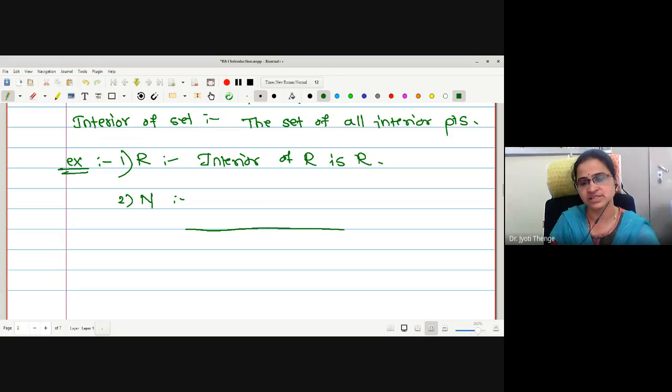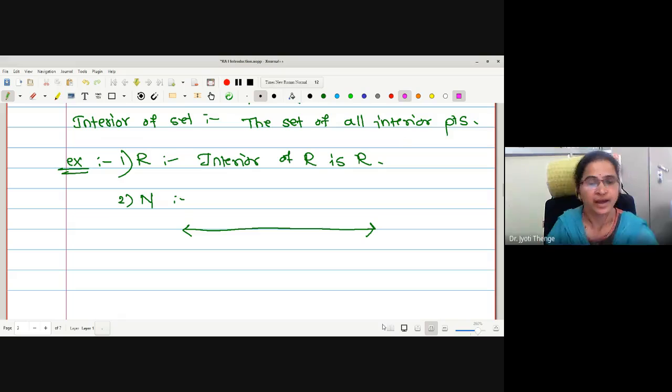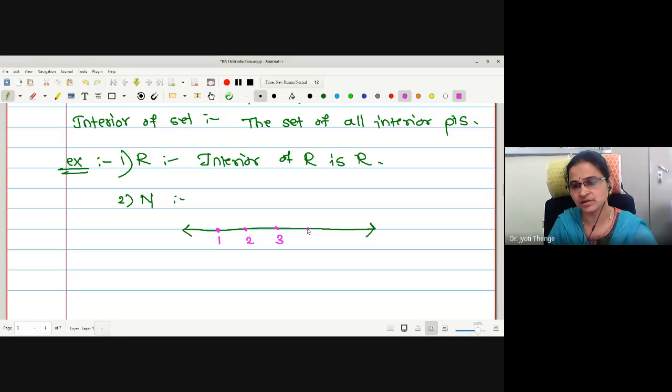Natural numbers चे इंटेरियर सांगा. All natural numbers are interior points. Yes. Does anyone else want to answer?